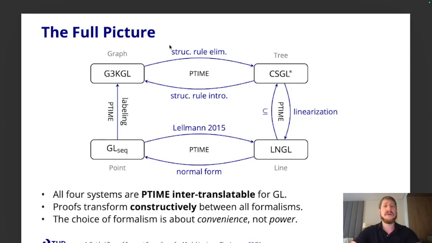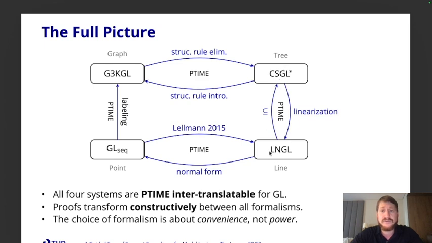As I mentioned earlier, we can eliminate structural rules from the labeled setting to go to the tree setting and reintroduce them to go in the opposite direction. We can use this linearization or pruning procedure to go from tree sequent proofs to line sequent proofs. Line sequent proofs are trivially tree sequent proofs, so going in the opposite direction is trivial.